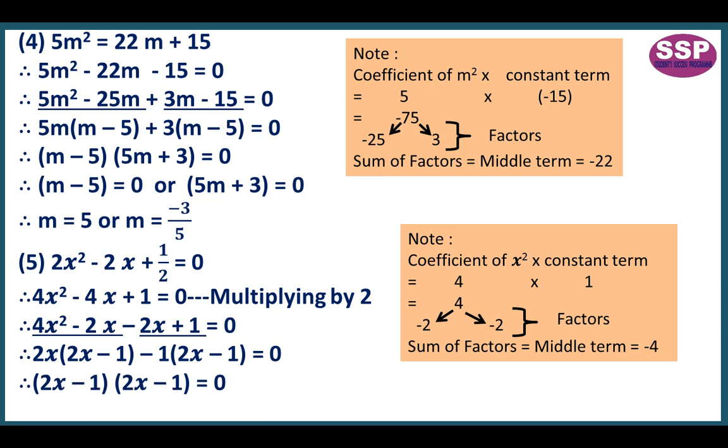Now taking (2x − 1) as common, we get (2x − 1)(2x − 1) = 0. Now here the product of two brackets is equal to 0. That means one of the brackets should be equal to 0. Therefore 2x − 1 = 0 or 2x − 1 = 0. Therefore 2x = 1 or 2x = 1.